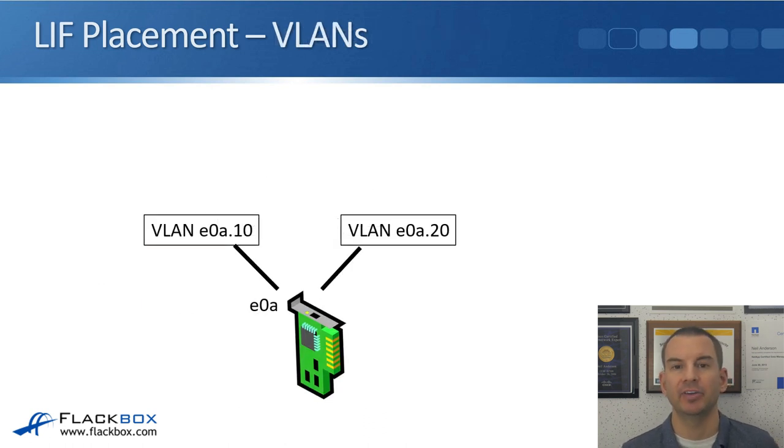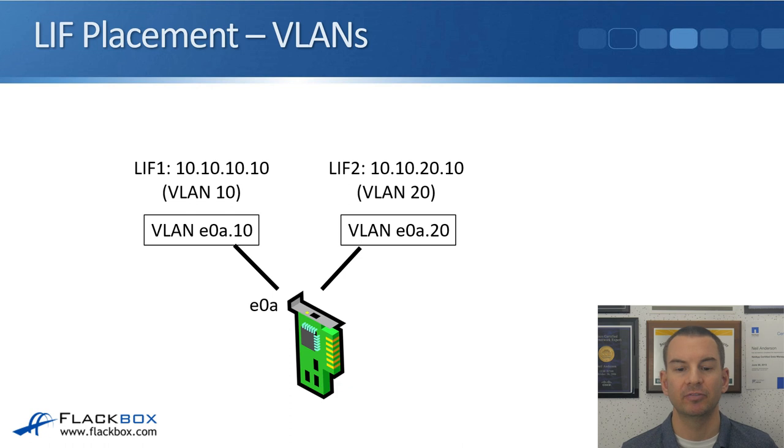Next example, VLAN interfaces. Here we've got physical port E0A, and on top of there, we've created a VLAN interface of E0A.10 for VLAN 10, and another one of E0A.20 for VLAN 20. In this case, a LIF can go onto the VLAN 10 interface. We could also have a LIF go onto the VLAN 20 interface, and we can also have a LIF applied directly to the underlying physical port. In this example, any traffic that comes into that physical port, which is tagged with VLAN 10, will hit the VLAN 10 interface. Any traffic that is tagged with VLAN 20 will hit the VLAN 20 interface, and any traffic which is untagged will hit the underlying physical port.